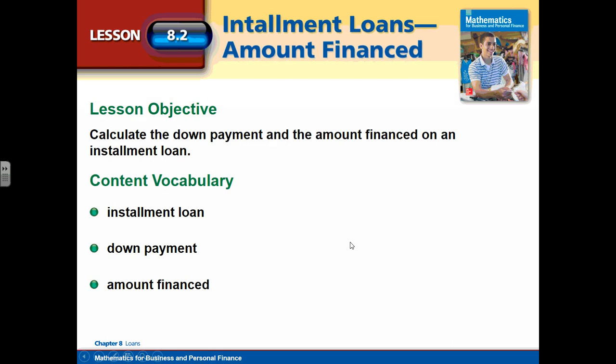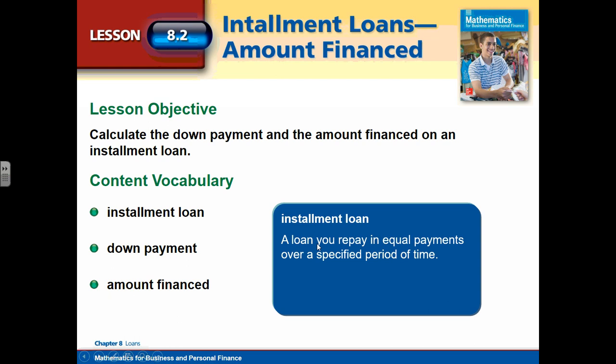So next we have 8.2. It's installment loans. There should be an S here. Amount financed. Our lesson objective is to calculate the down payment and the amount financed on an installment loan. So an installment loan is a loan you repay in equal payments over a specified period of time. It's what we most generally think of when we think of a loan.